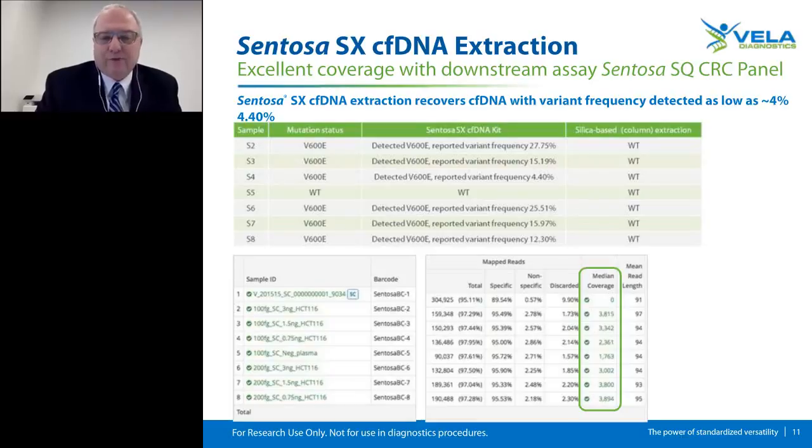If you look at the bottom table, it describes the median coverage that was obtained from the sequencing system. So we're looking at a median coverage of roughly around 2,000 to 3,000 reads for the detection of each one of these particular mutations.